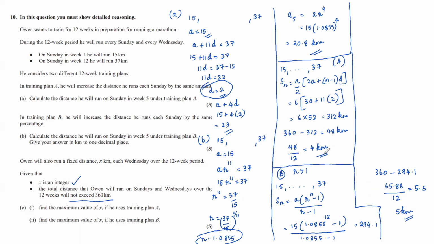So the maximum kilometers that he can run on Wednesdays using plan B is 5 kilometers, and using plan A is 4 kilometers. When he uses exactly 4 kilometers, he exactly finishes 360 kilometers. Whereas for plan B, the maximum distance that he can cover on Wednesdays is just 5 kilometers. If we round it up to 6 kilometers, the total distance will go beyond 360, that is not satisfying the condition here.